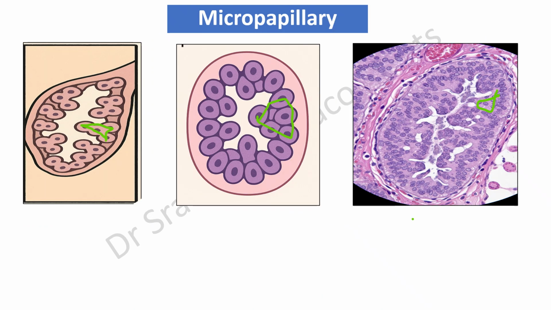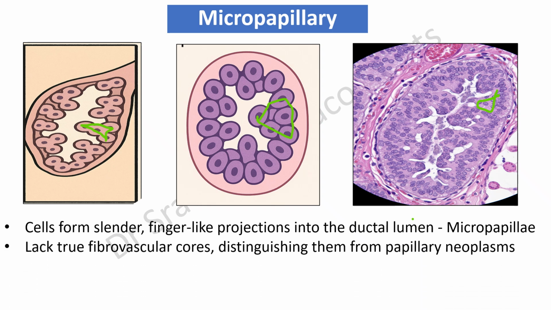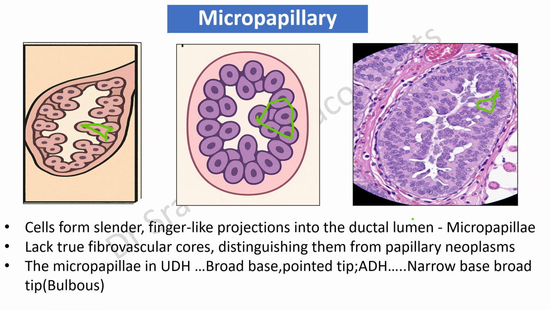Coming to the micropapillary variant, the cells form slender finger-like projections into the ductal lumen, known as micropapillae. These micropapillae lack true fibrovascular cores, distinguishing them from papillary neoplasms. And the micropapillae in UDH have a broad base and pointed tip, whereas in ADH they have a narrow base and bulbous or broad tip.